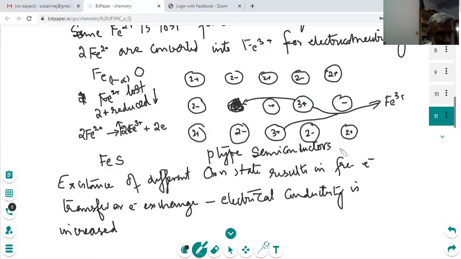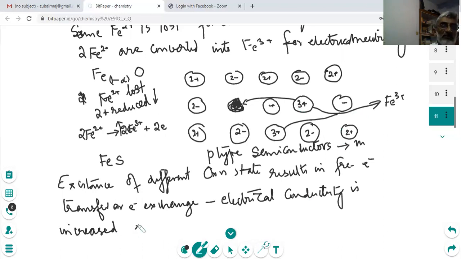P-type semiconductors. Okay, and also this particular phenomenon, creation of new charge and loss of electrons, migration of electrons, will lead to some metallic luster to this compound. So electrical conductivity is increased, you can note down.